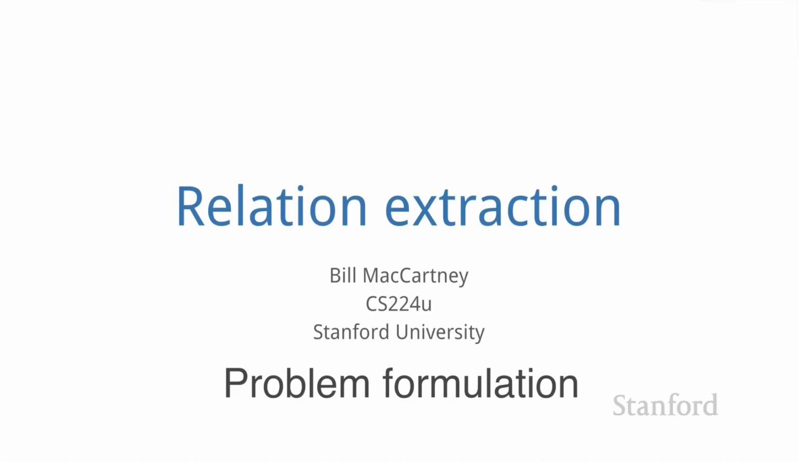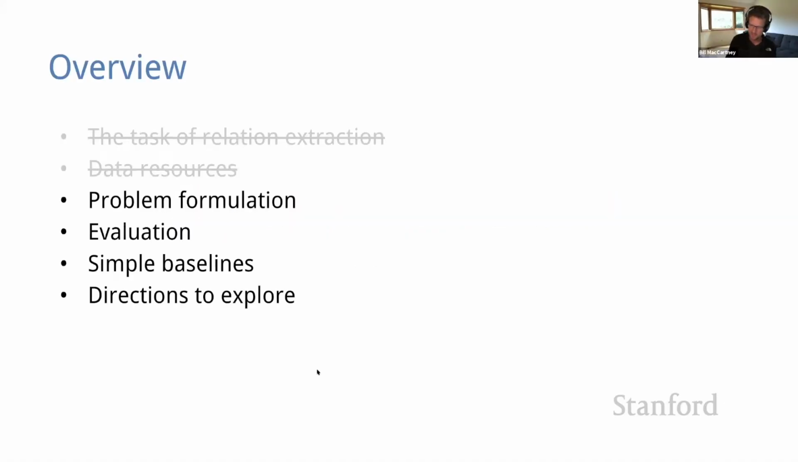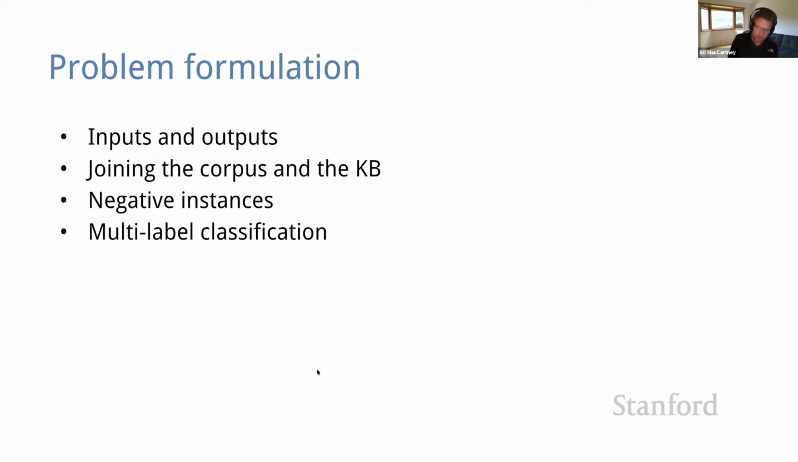So I now want to turn to the question of how to formulate our prediction problem precisely. I want to be precise about how we're defining the inputs and outputs of our predictions, and that in turn is going to have consequences for how we join the corpus and the KB, how we construct negative examples for our learning algorithms, and how we handle multi-label classification.